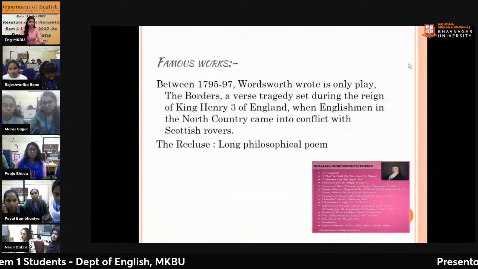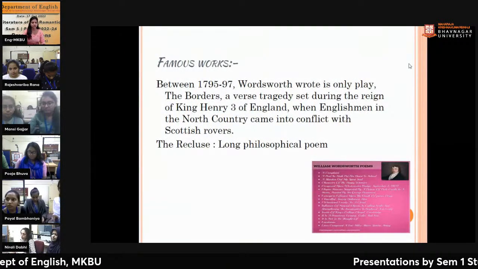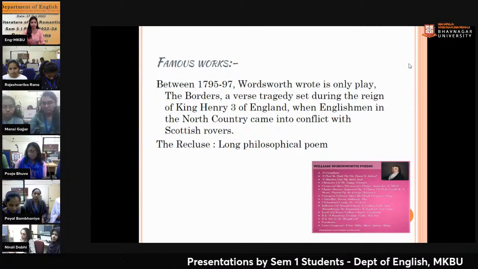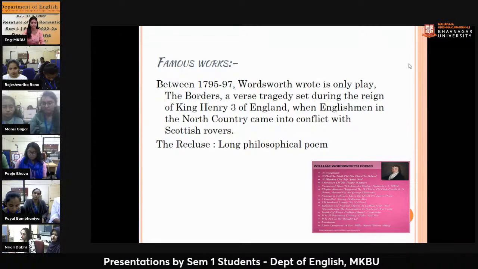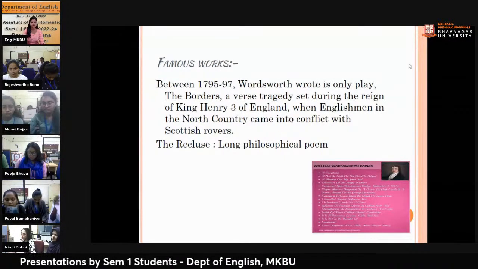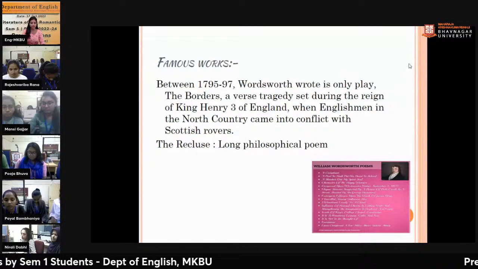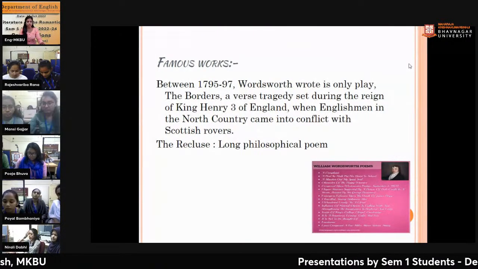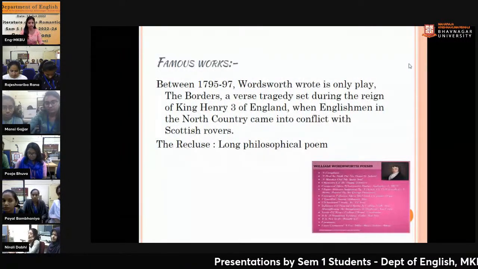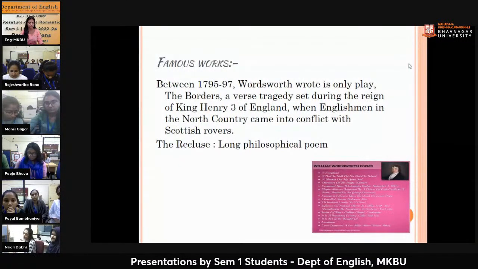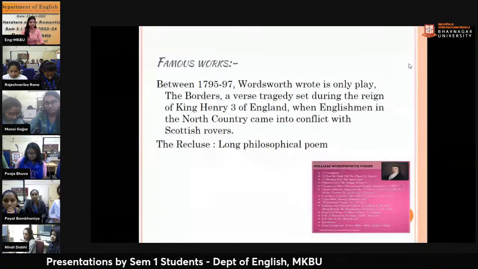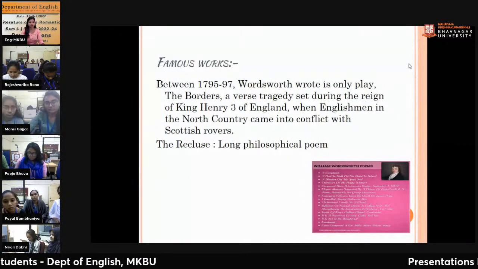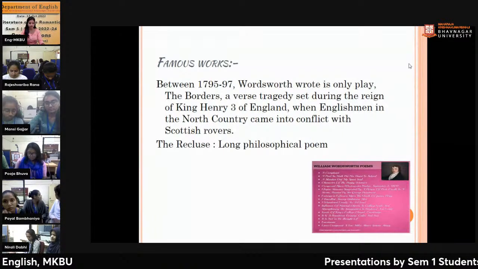His famous work: between 1795 and 1797, Wordsworth wrote one play, The Borderers, a verse tragedy set during the reign of King Henry III of England, when Englishmen in the North Country came into conflict with Scottish rule. The second work is The Recluse. It was a long philosophical poem.